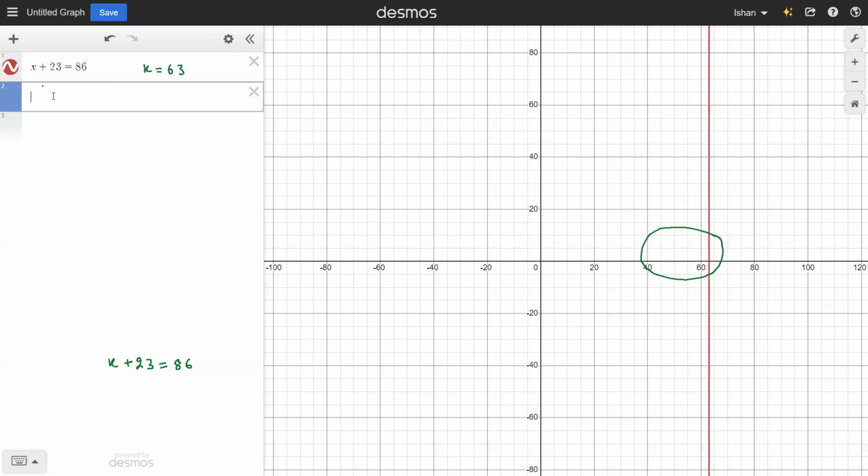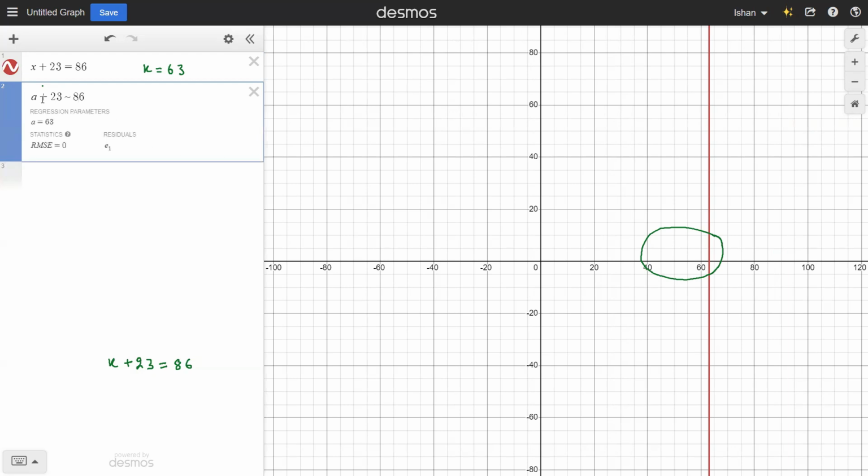The regression approach says we need to replace the variable x with something else. So for example, I'm changing this x to a. I'll do a plus 23, the sign of regression, 86.